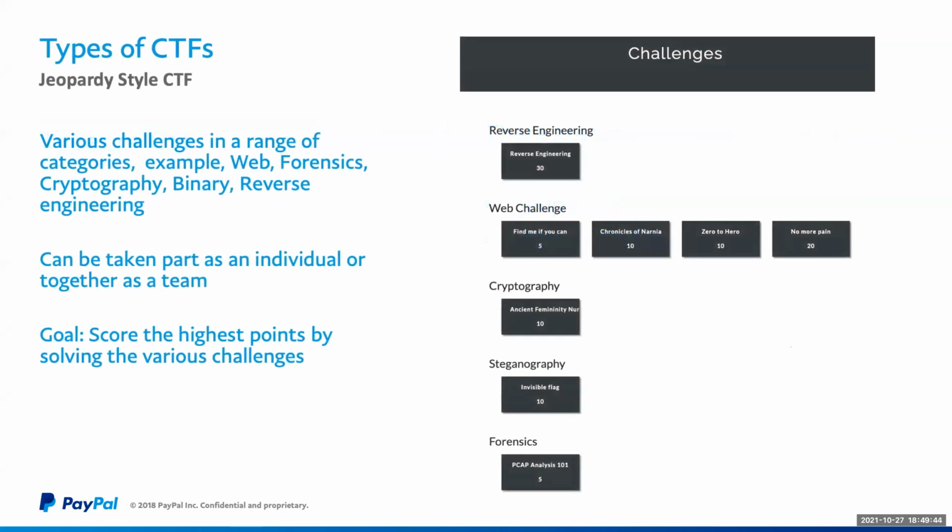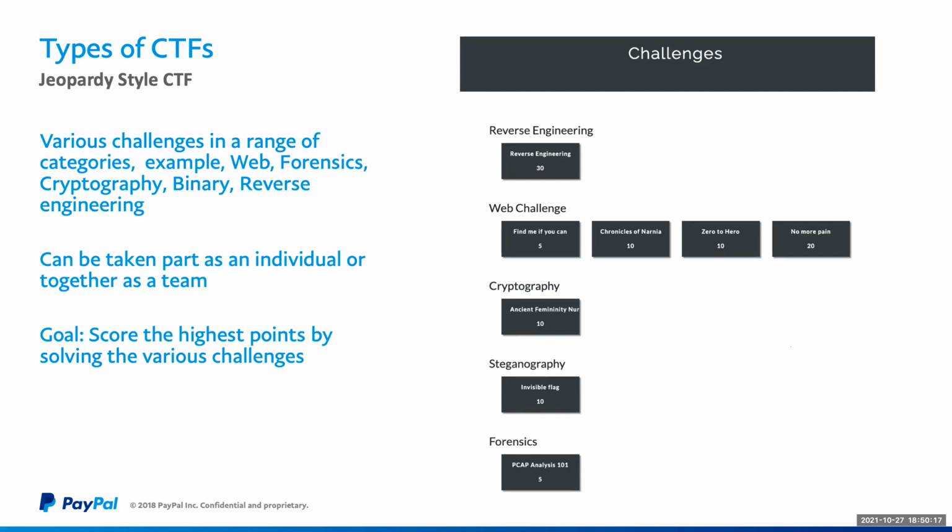Yeah, so our CTF was Jeopardy style. What does that mean? Jeopardy style means various challenges in a range of categories. For example, as you observed, we have a web challenge category, a reverse engineering category, a cryptography category, sometimes you may see steganography categories, and forensic categories. When you see these types of individual challenges, you can determine it as a Jeopardy style CTF event.